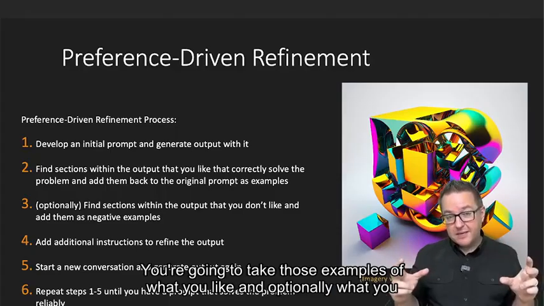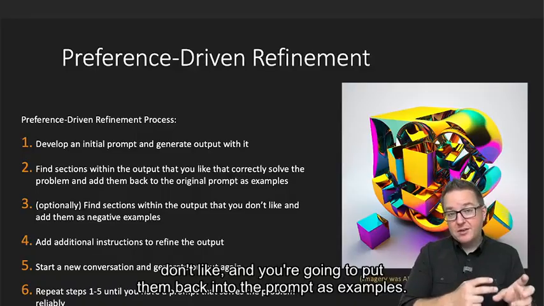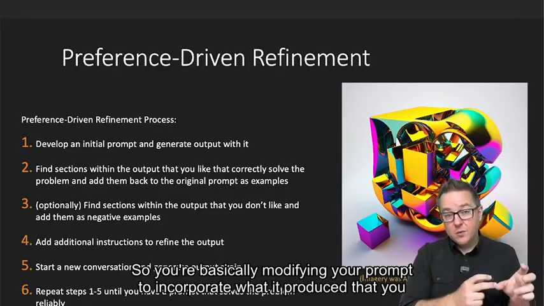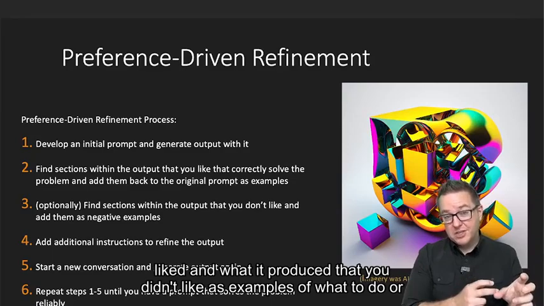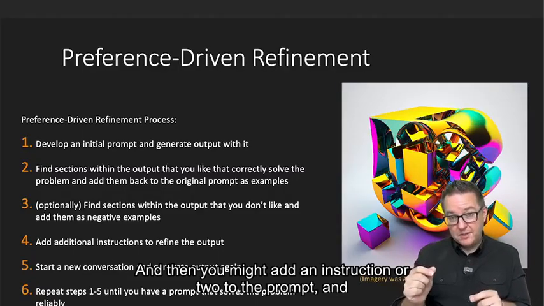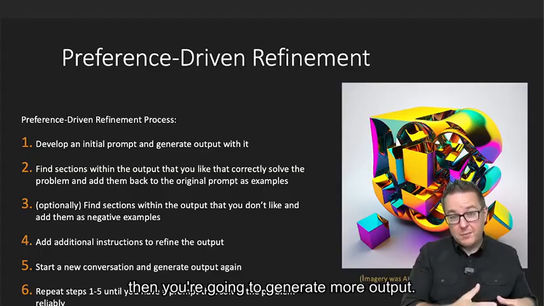You're going to take those examples of what you like and optionally what you don't like, and put them back into the prompt as examples. So you're basically modifying your prompt to incorporate what it produced that you liked and what it produced that you didn't like, as examples of what to do or what not to do. And then you might add an instruction or two to the prompt. And then you're going to generate more output.